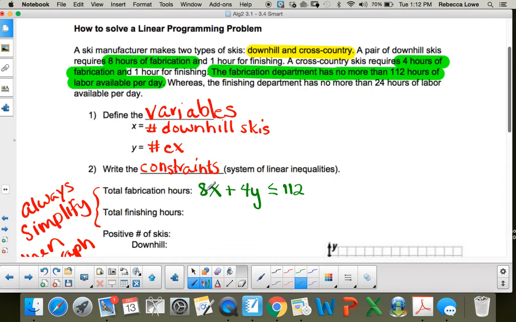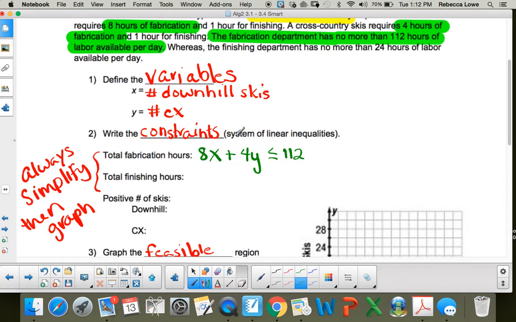Now we always want to simplify these constraints because they're going to be much easier to graph. These two coefficients are divisible by 4, and this constant is divisible by 4. So I'm going to rewrite this after dividing everything by 4. Best to have it in the most simplified version. All right, so there's our fabrication constraint.